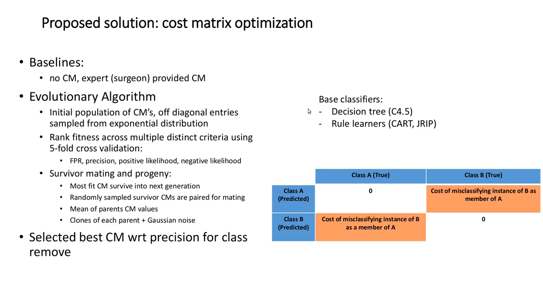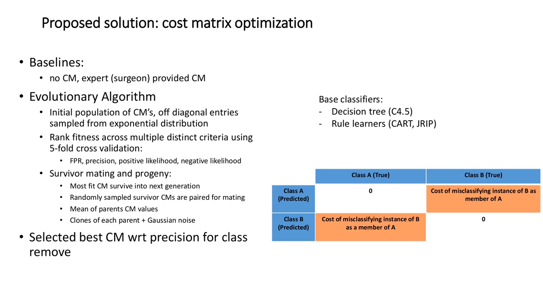We're going to use as our base classifiers very simple supervised learning algorithms: decision trees and rule learners. The reason for this is that the surgeons in healthcare really care about the interpretability of the machine learning systems. They want to be able to trace, for example in a decision tree, from the root node all the way to the leaf, all the different Boolean conditions that were met or not met, and how that was used to determine the ultimate classification. For this approach, we use two different baselines: no cost matrix, and a cost matrix that was provided by the head of thoracic surgery at the Ottawa Hospital.